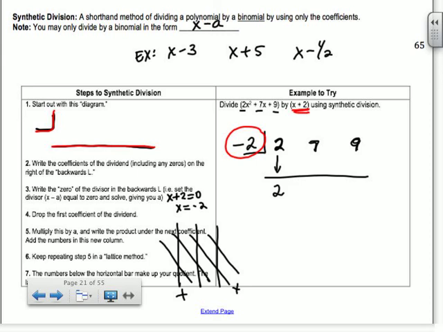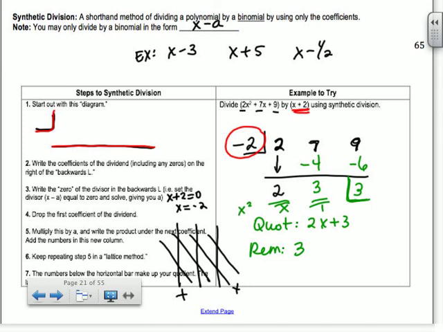Okay, so we do negative 2 times 2 is negative 4. 7 plus negative 4 is 3. Negative 2 times 3 is negative 6. 9 plus negative 6 is 3. So that's our remainder. So we ended up with a quotient of 2x plus 3 and a remainder of 3. And I always remember that once you box in the remainder, this first spot is your 1 spot. It's the thing that just is a number, no x's. This is the x's, so 1x. This next one would be x squared, then x cubed, then x to the 4th if you kept going to the left. Okay, so that's how that works.